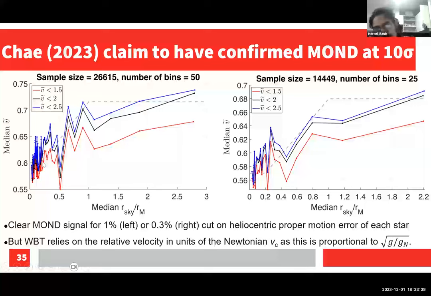Moreover, the other thing to understand is that even if there is something weird which does happen when R sky by RM is below 0.2, that would, by definition, be at an acceleration which is higher than the A0 that you infer from galaxy rotation curves. So clearly, that is not what you're expecting in MOND.